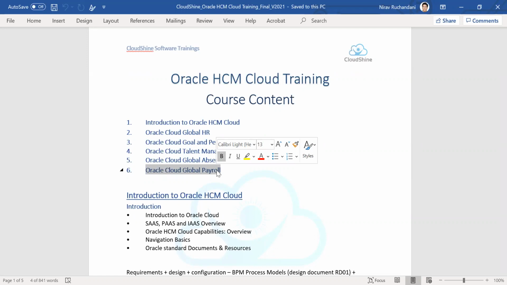OTL and recruiting are both evolving. Recruiting is the most recent module released, only a couple of years back. Up until then they were integrating with or using Taleo, which was their acquired product. That's the reason this training does not have those two modules, but we will touch briefly upon the interactions with any of these modules.